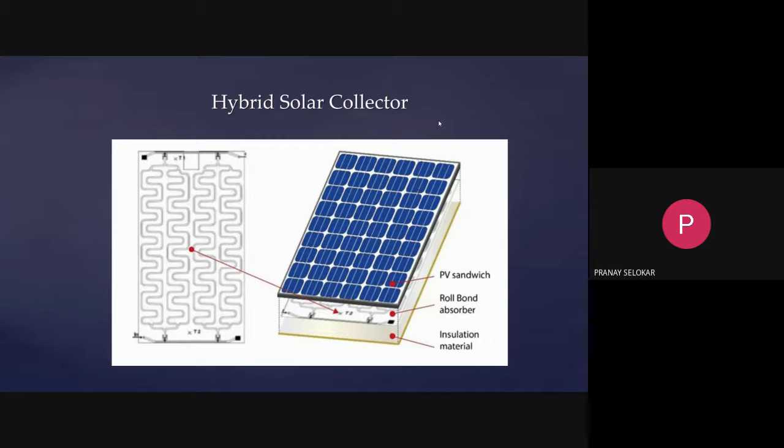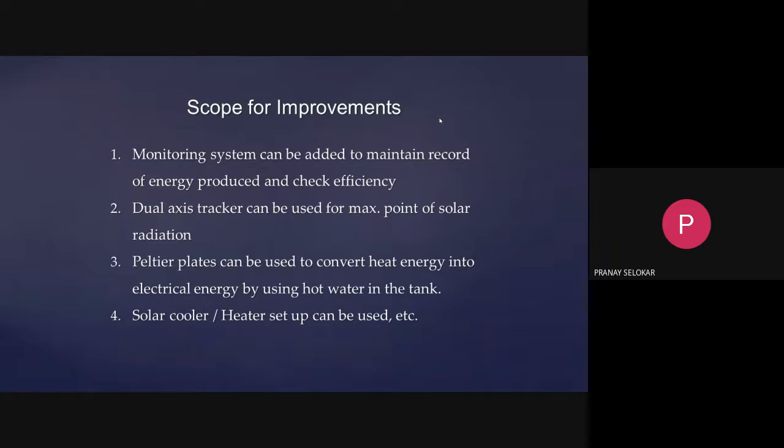So this is the hybrid solar collector. As you can see, the blue part is a solar panel, and the mesh structure on the left is on the copper tube. So next, these are the scope of improvements.